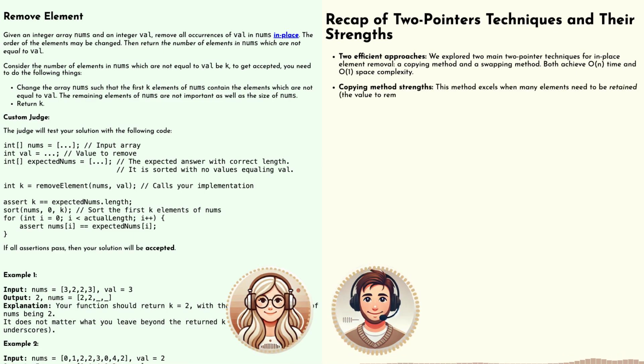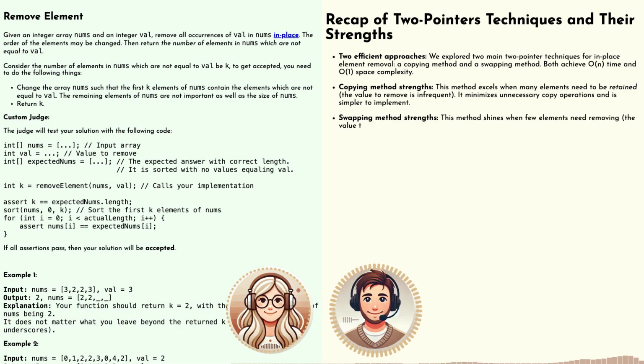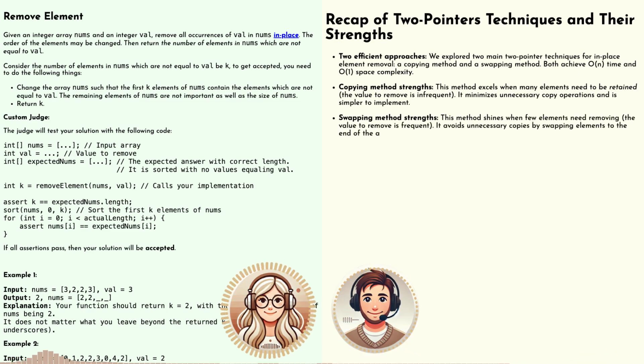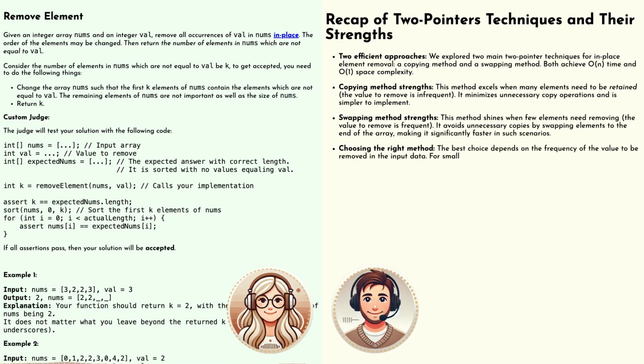And welcome back to AI.Code.Cast. We've been exploring this really cool two-pointers technique for removing elements from an array in place. It's pretty amazing how such a simple concept can lead to some serious efficiency gains, right? Yeah, it's like we've unlocked these secret weapons in our coding arsenal.